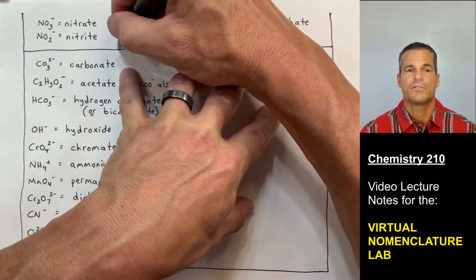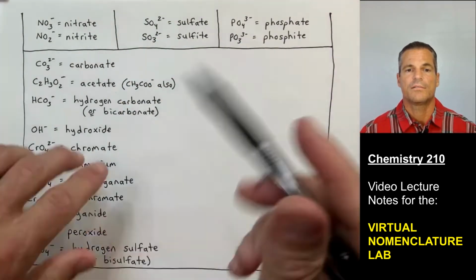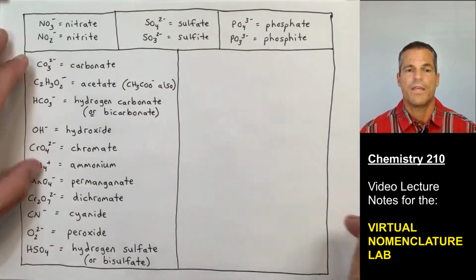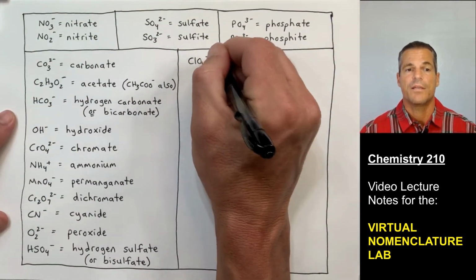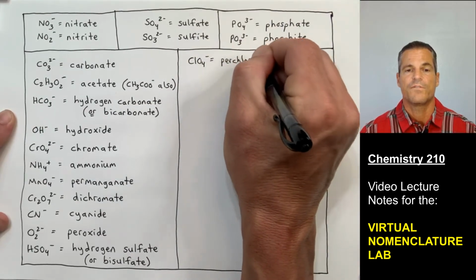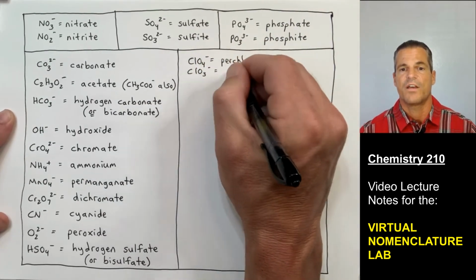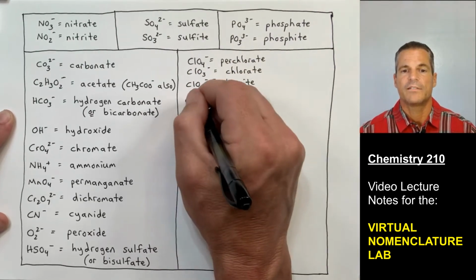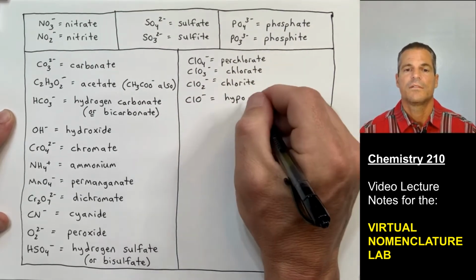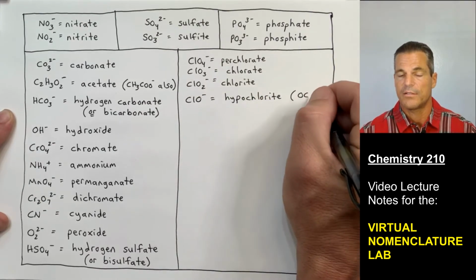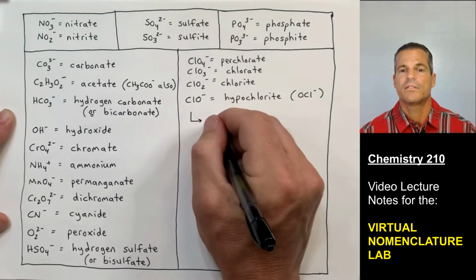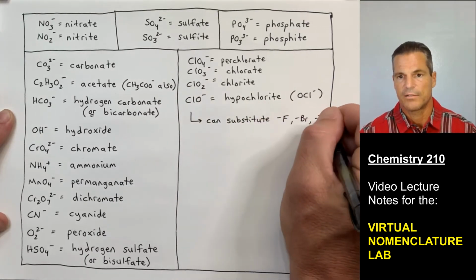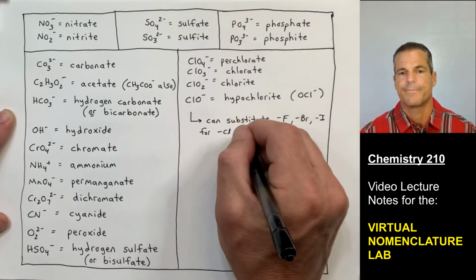All right, so you can see how I've grouped the top 3 groups kind of separate from the main drag down here. That's because the top 3, nitrate, nitrite, sulfate, sulfite, phosphate, phosphite, are very, very common. ClO4- is perchlorate. ClO3- is chlorate. ClO2- is chlorite. ClO- is hypochlorite, also written OCl- quite a bit.